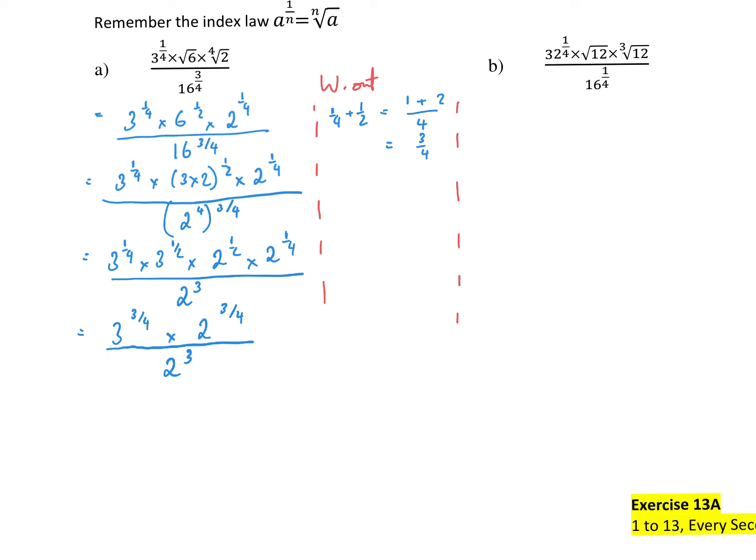So then we've got subtraction. So we've got 3/4 take away, and I'm going to write it as 3 on 1.